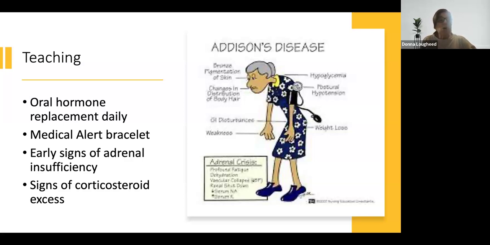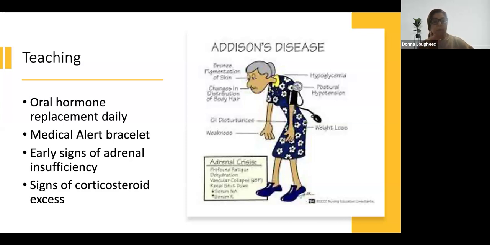You want them to always wear a medical alert bracelet because it'll reduce the time to definitive treatment in an emergency. So patients who have Addison's who are in a car accident, if they don't know that they have Addison's with insufficient hormones, that stress could put them into that crisis.